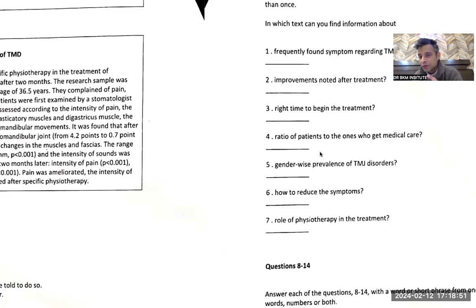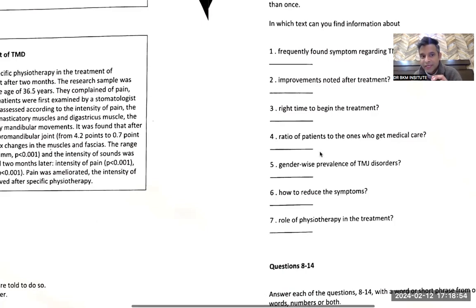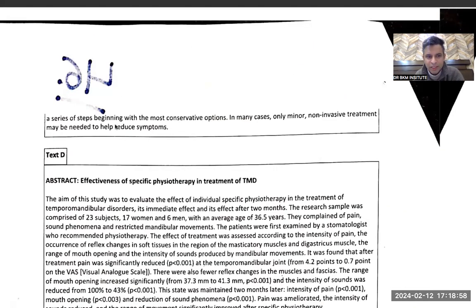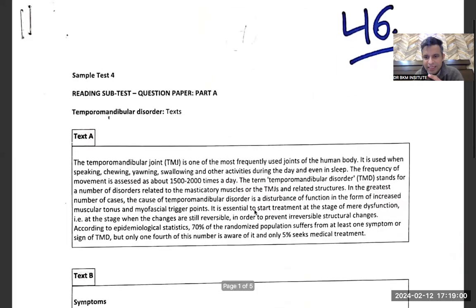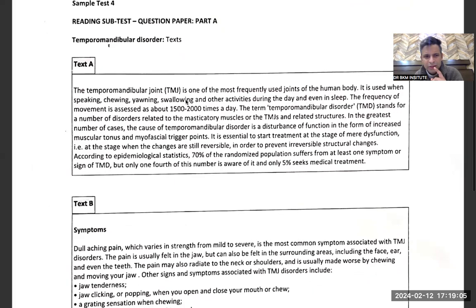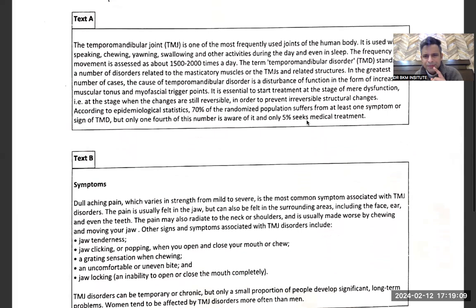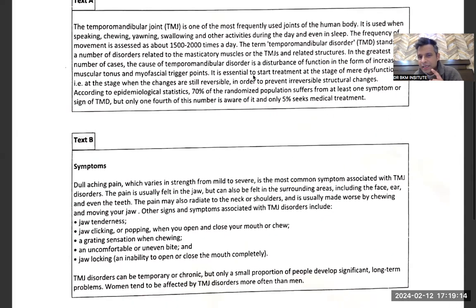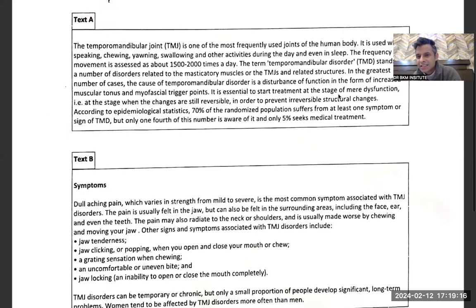If you do all the seven questions, suppose now I start finding about the time, what is the right time, what is the right time, so it should be somewhere in this. Let me check where right time is given. It is one of the most frequently used joints. It is used when chewing and other activities day and night. And the term mandibular, in the greatest number of cases, it is essential to start the treatment at the stage of mere dysfunction. That is at the stage when the changes are reversible. So maybe this is talking about time.